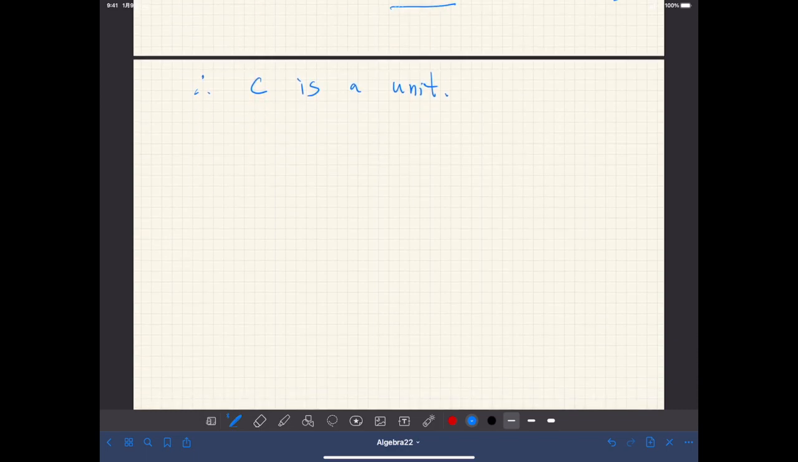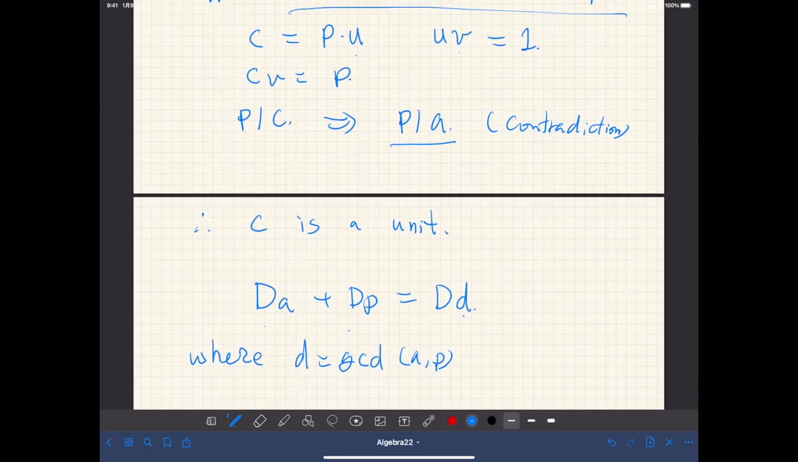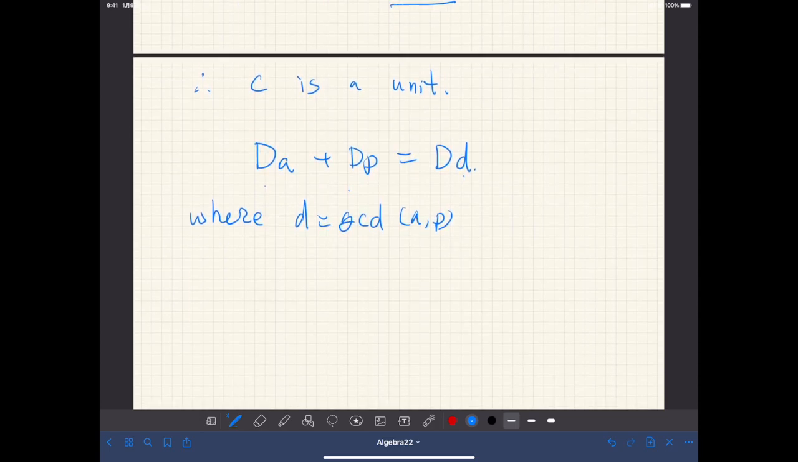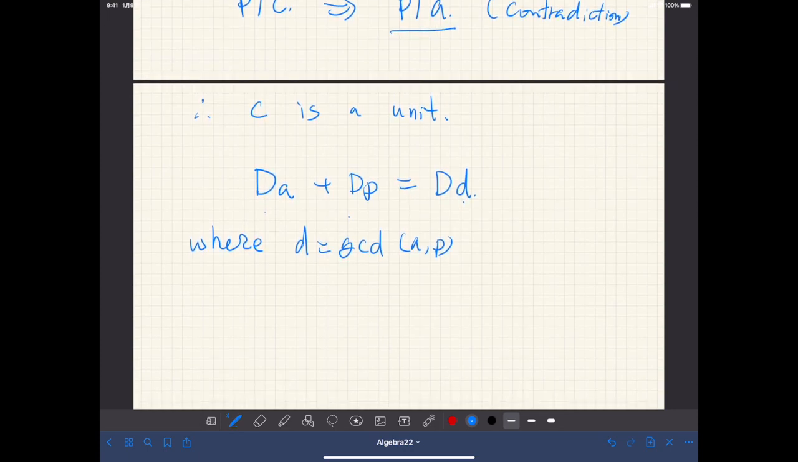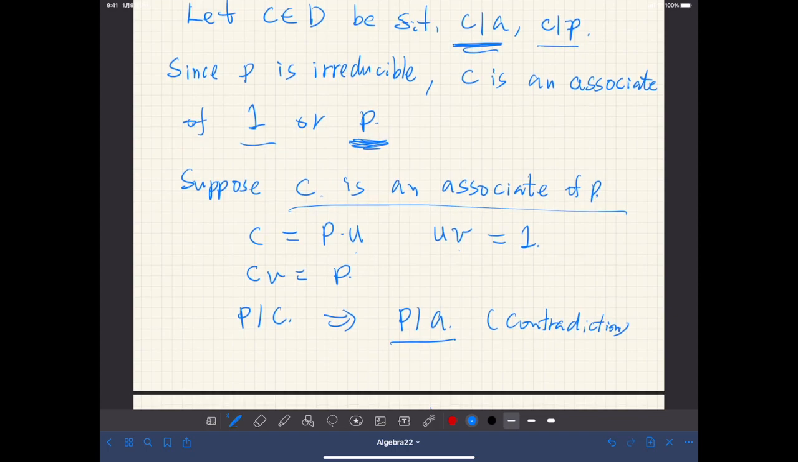Now, consider the ideal which is a sum of two principal ideals, dA plus dP. Since D is a principal ideal domain, this sum is also a principal ideal, let's say generated by lowercase d. But according to a lemma we have proved previously, this d is the greatest common divisor of A and P. But we have just seen that this greatest common divisor must be a unit. So that means this is 1.